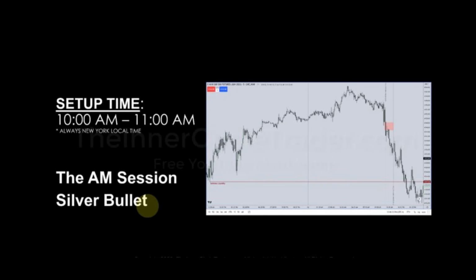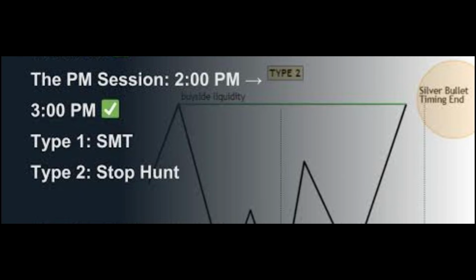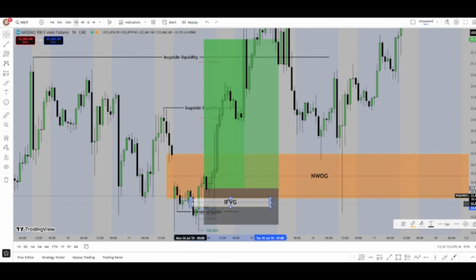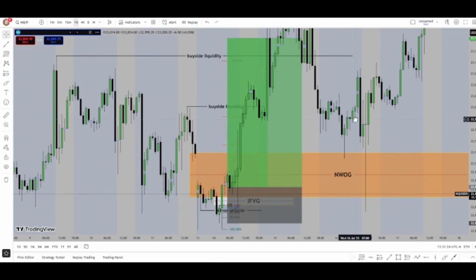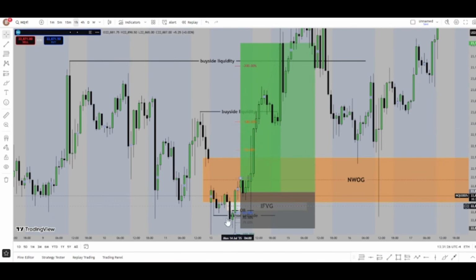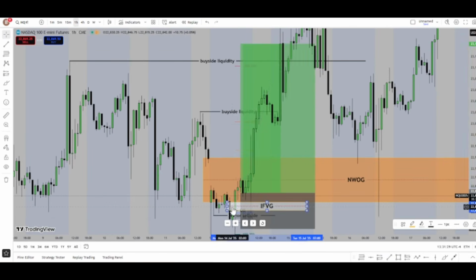New York PM session, 2 to 3 p.m. In the afternoon, price frequently retraces into liquidity taken during the morning or lunch session. The Silver Bullet setup during this time is one of the cleanest, often targeting the other side of the day's range. On Fridays, ICT even teaches the TGIF setup, where the market can deliver 20-30% of the entire weekly range in this one window.